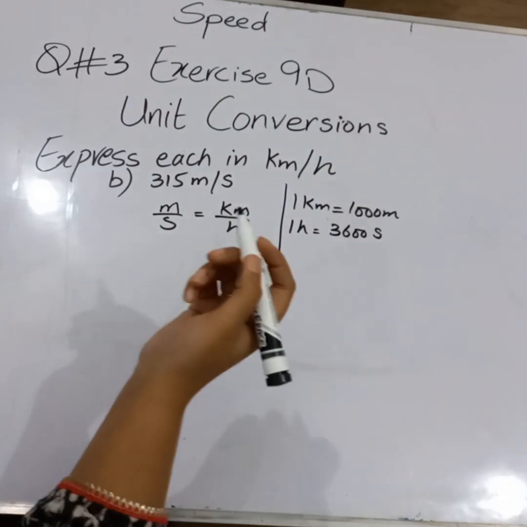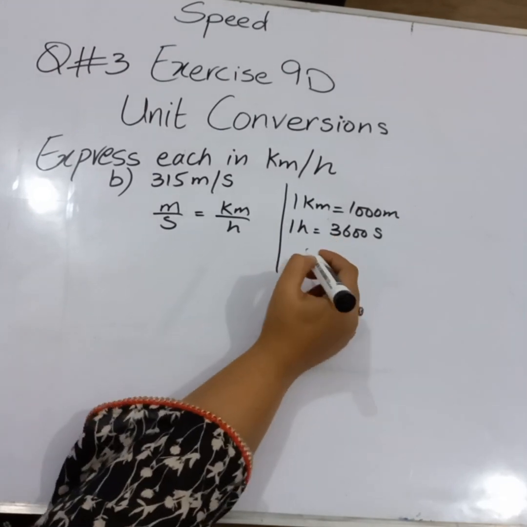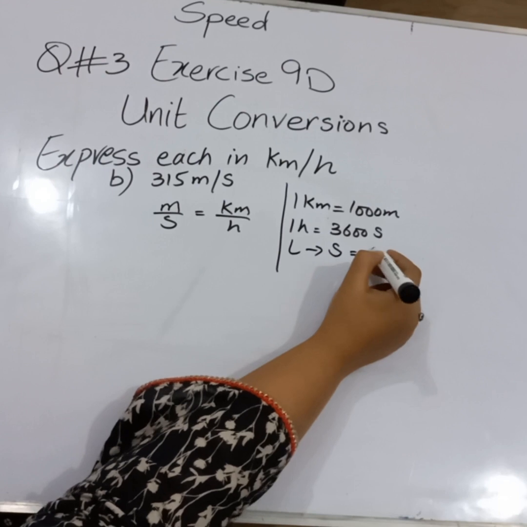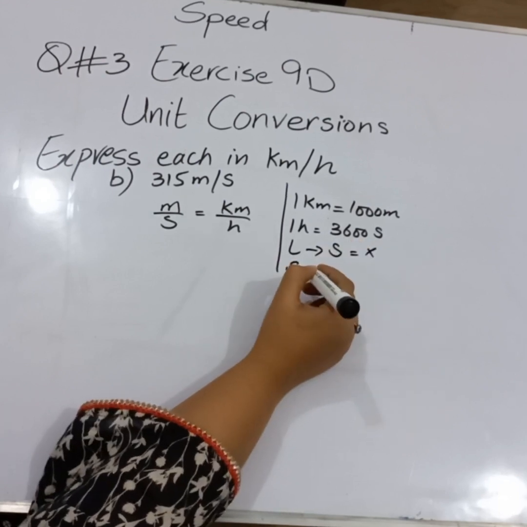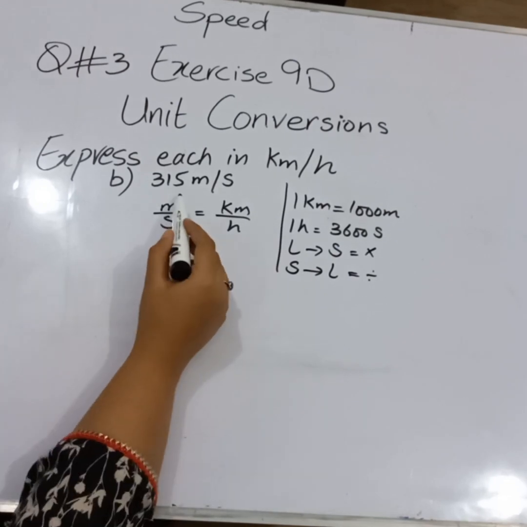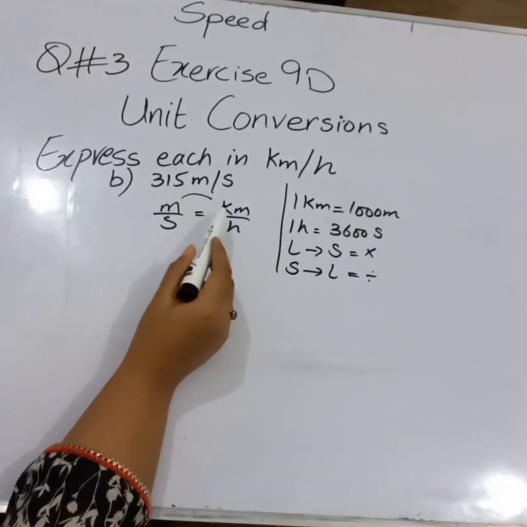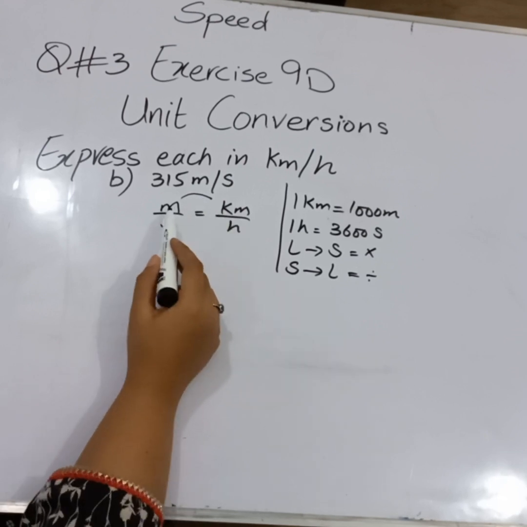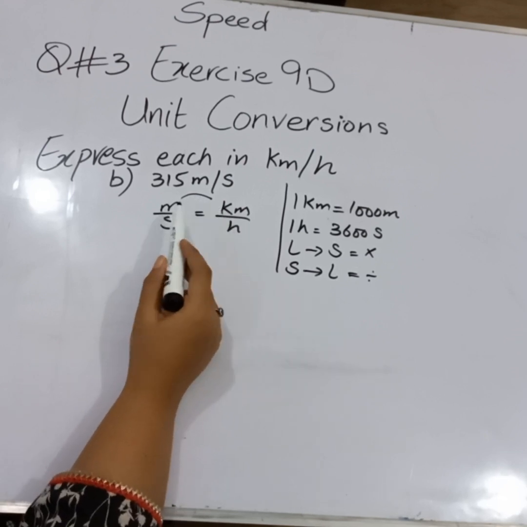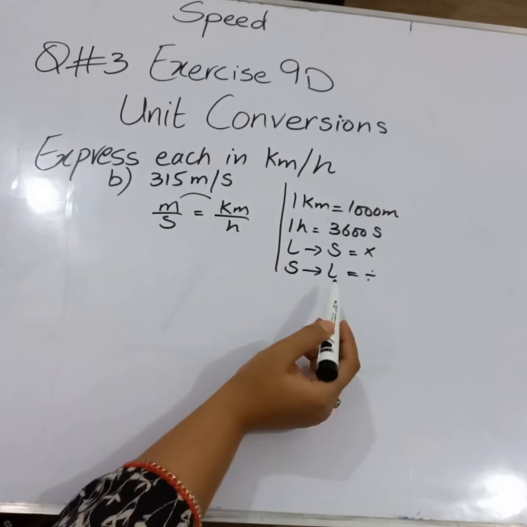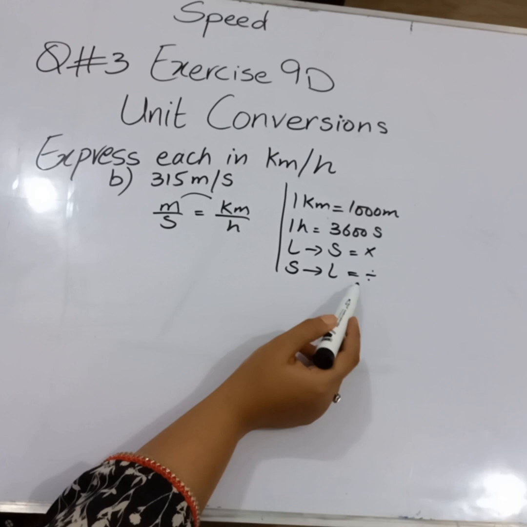Again the same thing: whenever you are going from larger to smaller unit, you need to do multiplication, and whenever you are going from smaller to larger unit, you will do division. Simple. So here first of all observe that we are going from meters to kilometers. Meter is a smaller unit, kilometer is a larger unit. So meters into kilometers means we are going from smaller to larger unit. In smaller to larger unit, we will do what? Division. Division by what? Division by 1000.